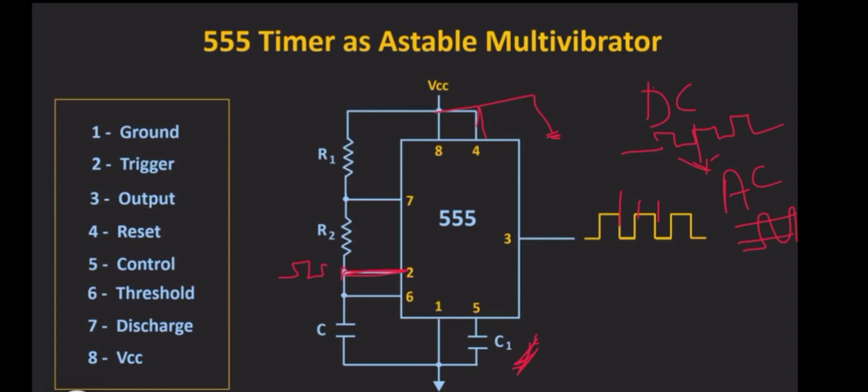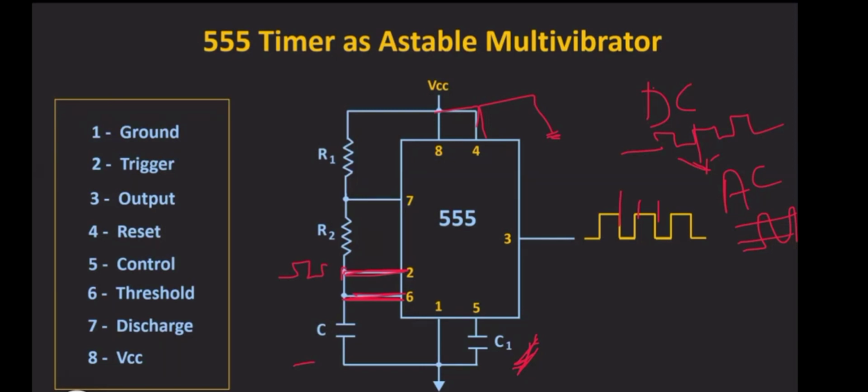Pin number 6 is a threshold. Pin number 6 is always given to the capacitor, which is connected externally to the 555 timer. So it depends upon the charge time, so the threshold will be maintained. The threshold depends upon the capacitance, which charges from 1/3 of VCC to 2/3 of VCC.